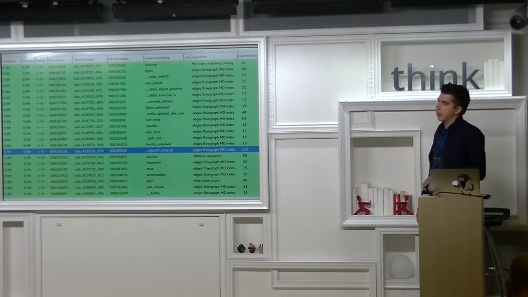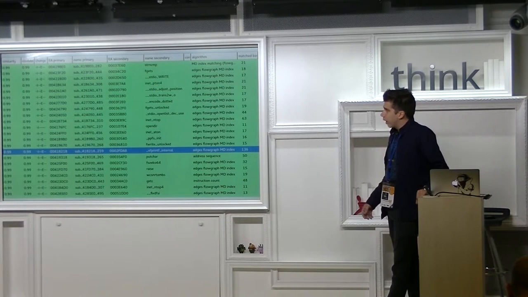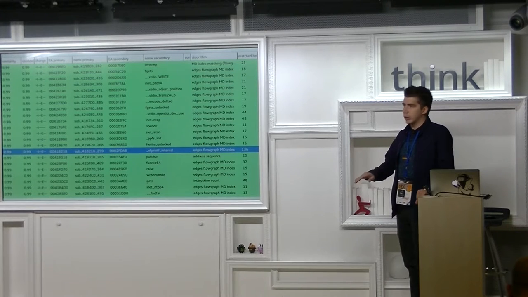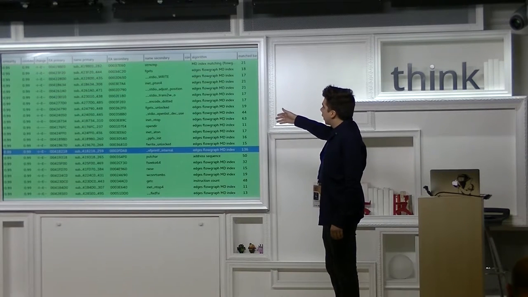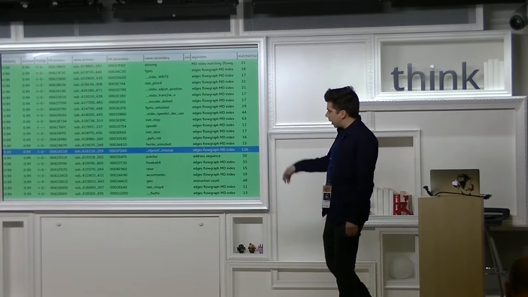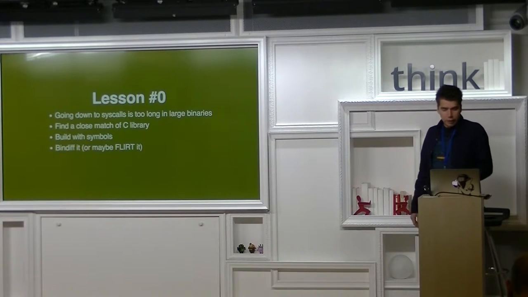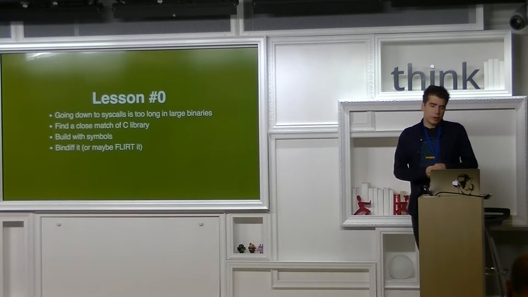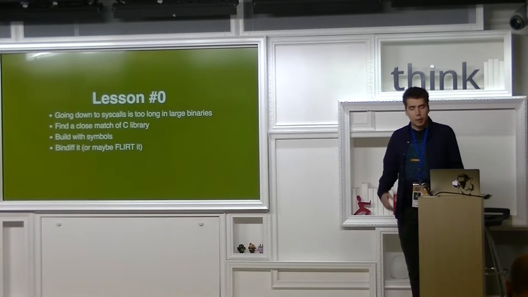More than 225 functions were mapped with a high confidence and high similarity rating. So we didn't even have to think about whether we should import it or look at it. 225 were done like select all and then just import. And so stuff like strncmp, fgets, inet_ntop, opendir were all straight imported into the Moose library. And so it really, really helped us kickstart this investigation. So the lesson is that going down to syscalls is too long in large binaries. Find a close match of your C library, build it with symbols, and then BinDiff it. Or maybe we could have used FLIRT at this point, which is something I'm not familiar with. This is why we went with BinDiff, since we had licenses and we were comfortable with it.